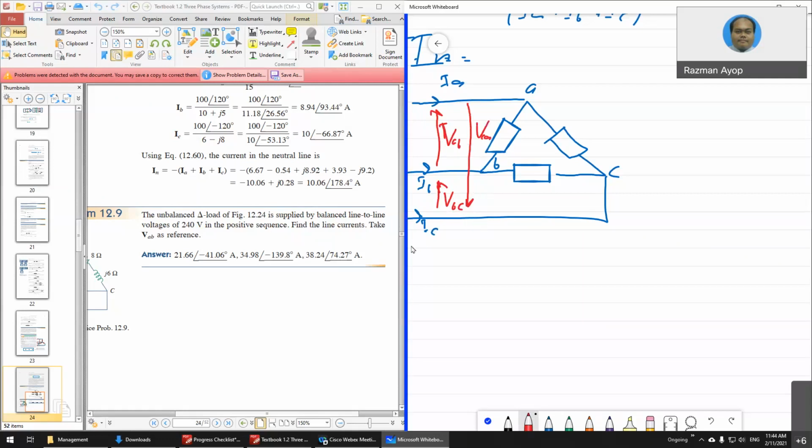Because of the positive sequence, you calculate VAB equal to 240 angle 0. They mention the amplitude, and the angle you have to set to 0. VBC, positive sequence means that you start with negative, 240 angle negative 120 degrees. VCA is 240 angle 120 degrees. This is for positive sequence.